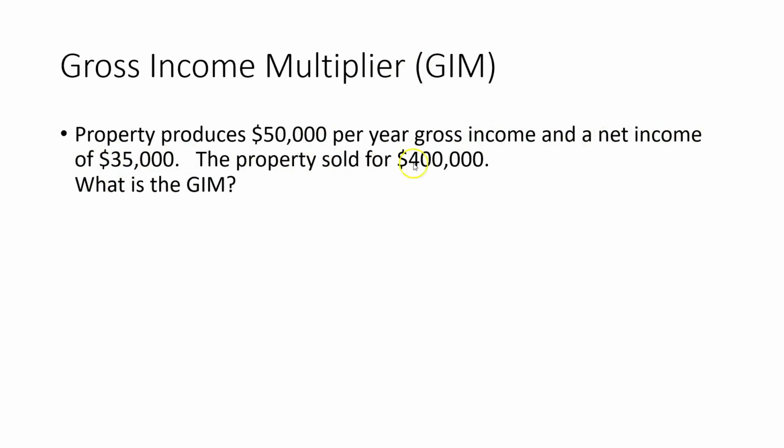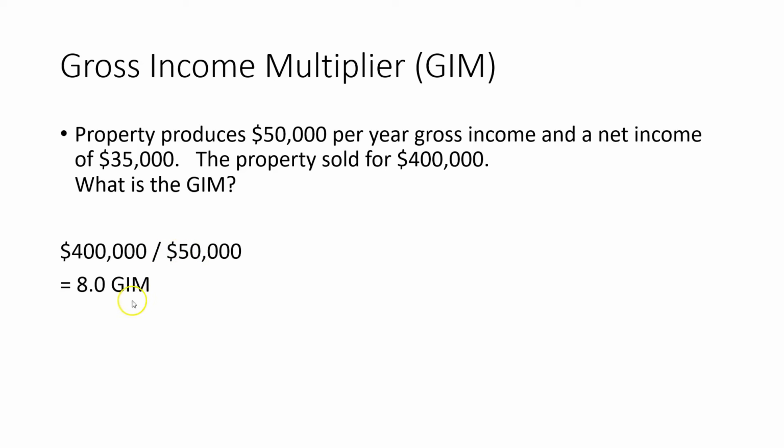And the property sold for $400,000. What is the gross income multiplier? In other words, how many times does that 50,000 go into the 400,000? And the answer, of course, is 8.